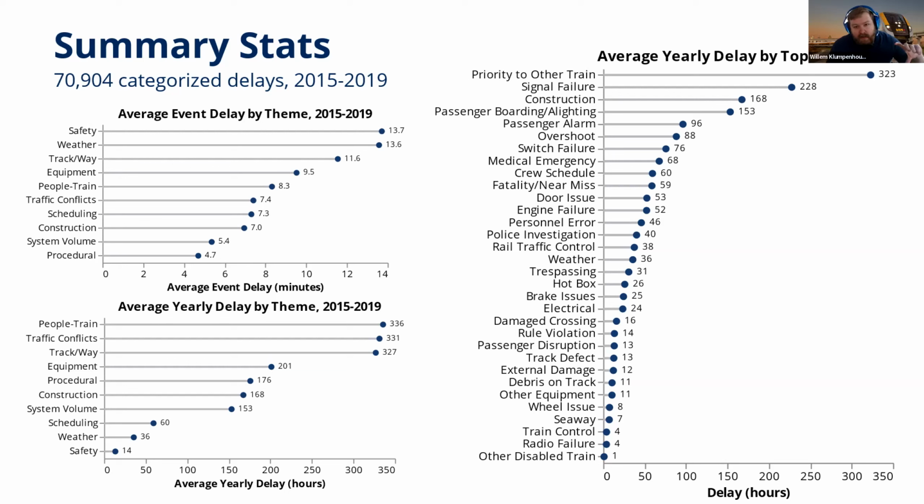We also looked at how long a given delay would last, and we can see that safety and track and way problems and weather problems induce the highest amount of delays, or the highest individual delay length. But due to the frequency of them, people-train interactions, which can include vandalism, incursion onto the tracks, things like that, those kinds of things provided a high amount of delay as well.